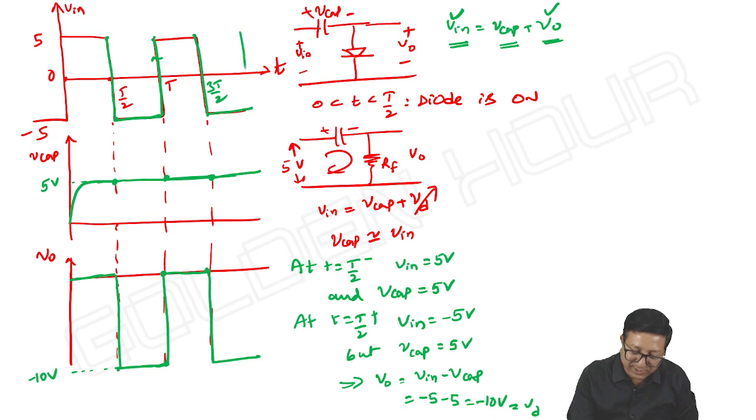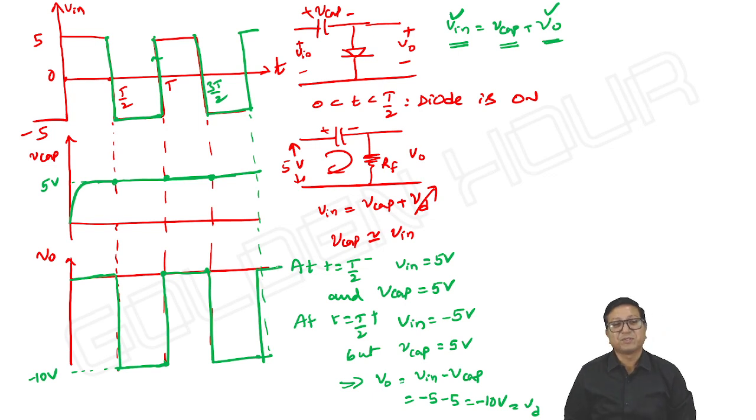So the next cycle, again there is an abrupt rise in input. Capacitor voltage does not change. At that time, output will also abruptly rise. So this is how we can see. Sine wave or square wave, is there any change in the shape of the output? No. Output wave shape remains the same.